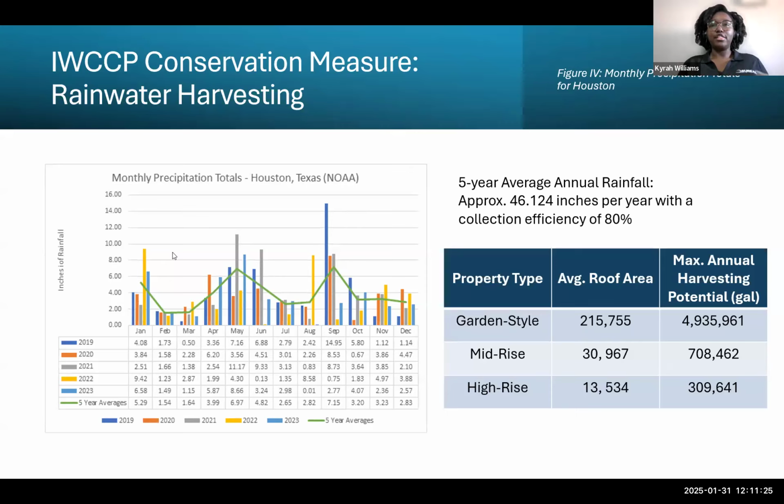Now, being that there is not a way to collect all the rainwater that falls, a collection efficiency rate of 80% was determined. So based off of the average roof area for each of these building properties, we managed to achieve the maximum annual harvesting potential, which you see depicted here.